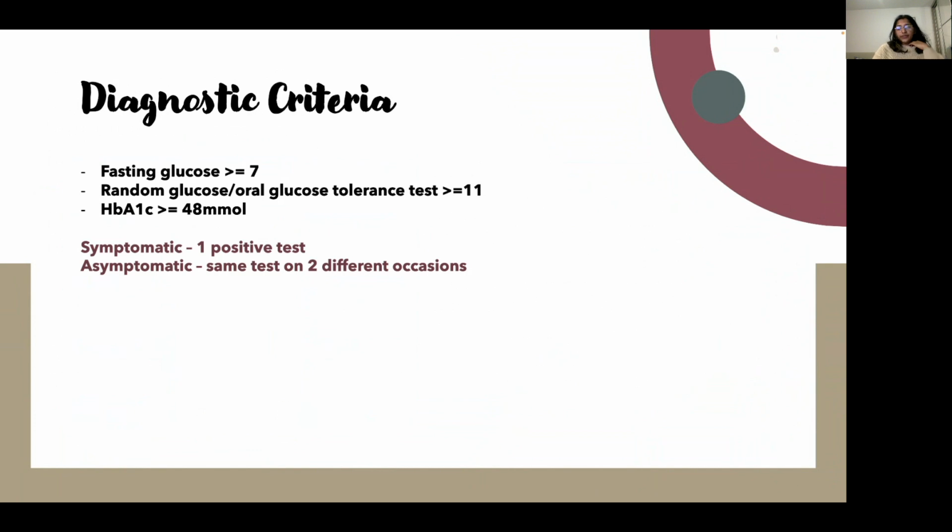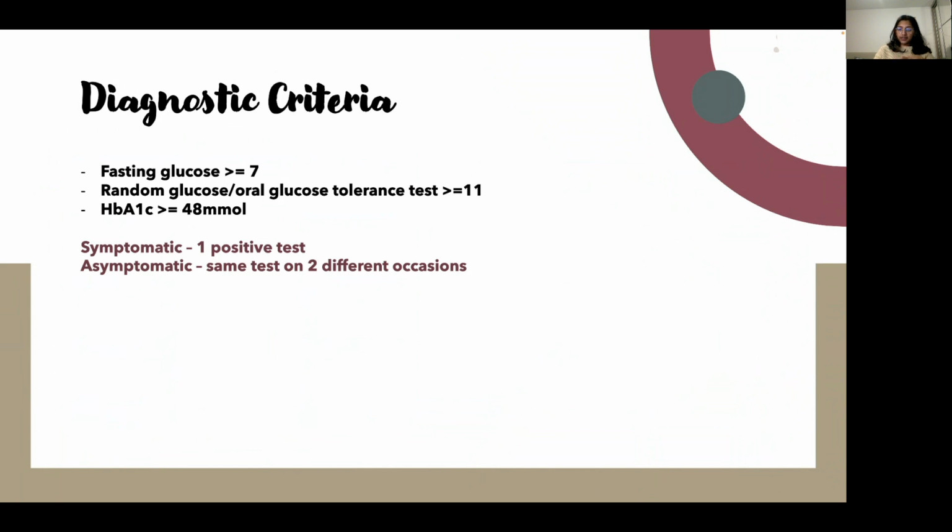So in order to actually be diagnosed, if you have any symptoms, so we talked about the polyuria, polydipsia, and in the type 1 diabetic, the weight loss, you just need one positive test. It can be any of these 3 tests, and it just needs to be done on one occasion.